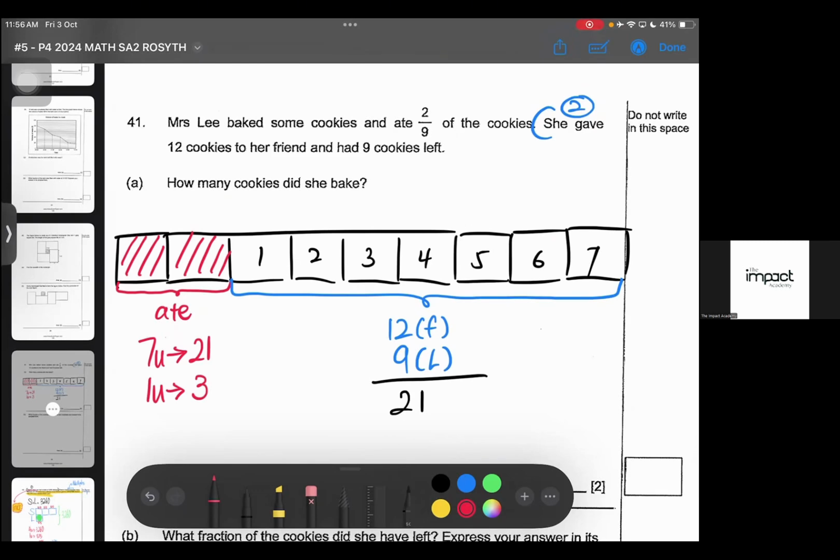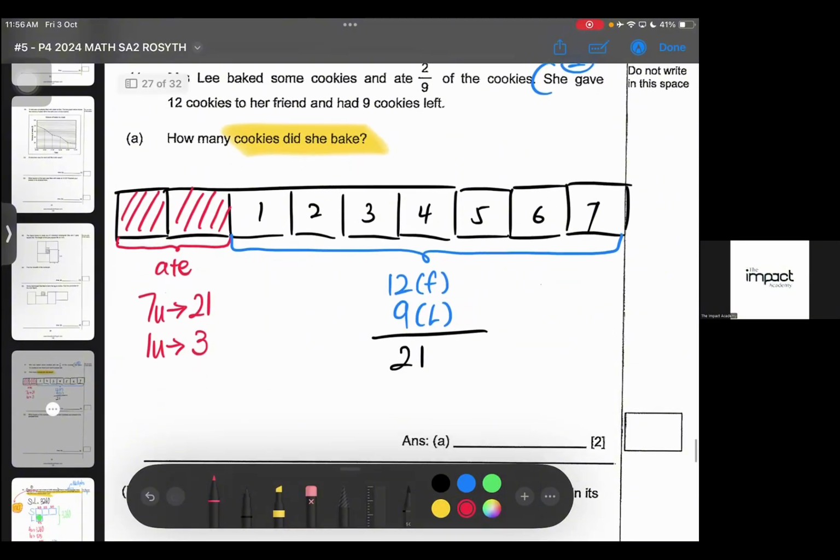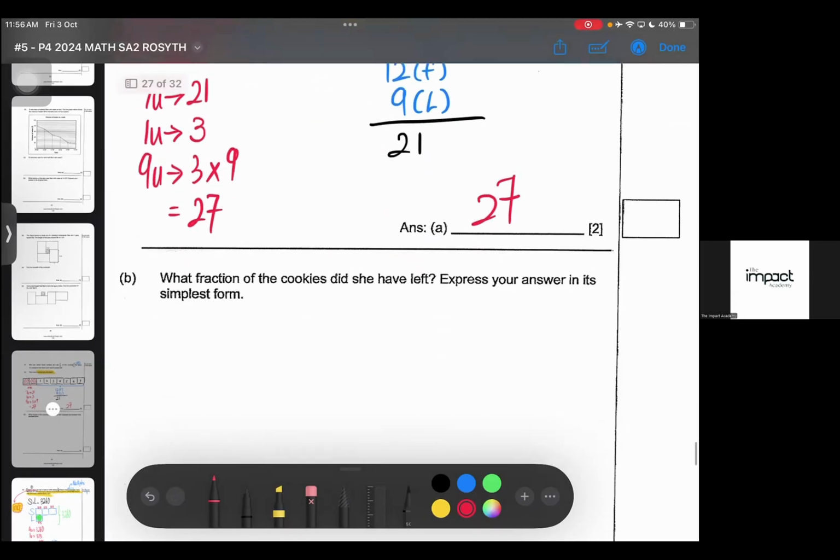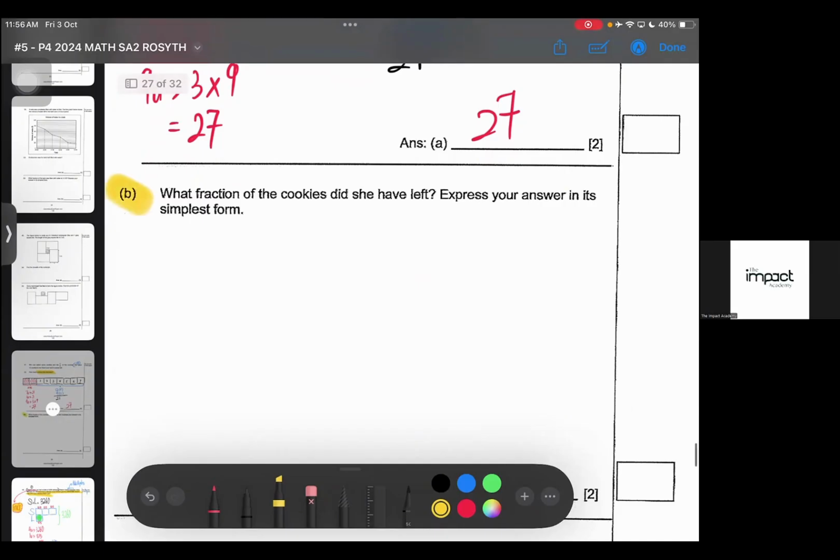Now of course, the question asks us how many cookies did she bake? So where is bake? It's 9 units. 3 times 9 is 27, right? Agree or disagree? So 27 cookies she baked in total. Now we want to move on to the next one. I want you to cultivate the habit of writing this. What did the question say? What fraction of the cookies did she have left? You have to do left over total.